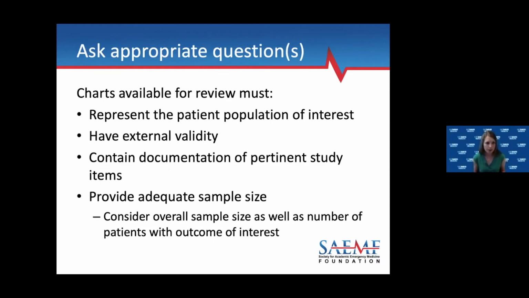So the first step, as I mentioned, is to ask appropriate research questions. Some questions simply can't be answered via chart review. The charts available for review first must represent the population of interest. For example, if I want to study all patients with out-of-hospital cardiac arrest, but only have access to hospital discharge records, my study population will miss all the patients who only received pre-hospital care, who perhaps had pre-hospital termination of the resuscitative efforts, or maybe even who died in the emergency department, and they really won't represent all patients with out-of-hospital cardiac arrest.